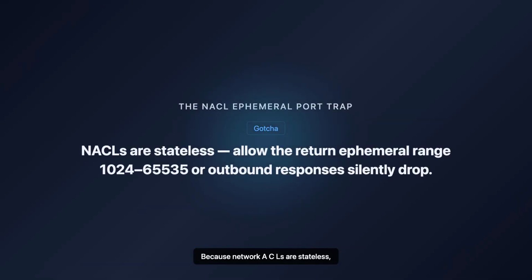Because network ACLs are stateless, they don't remember outbound requests. So when a server sends a reply, that reply comes back on a high-numbered ephemeral port, somewhere between 1024 and 65535. That range varies by operating system, but 1024 to 65535 is the recommended catch-all in exam answers. If your outbound rules don't explicitly allow that range, the responses vanish silently. The requests arrive fine, but the replies never make it out.